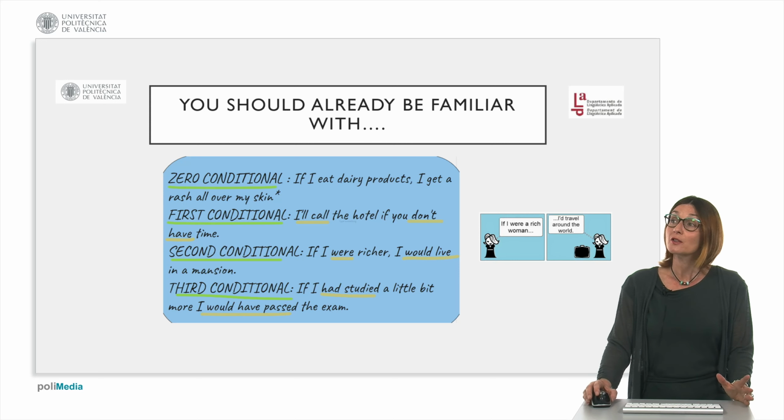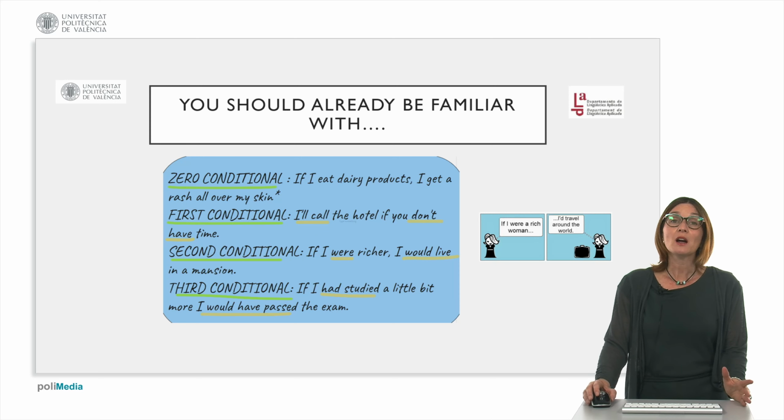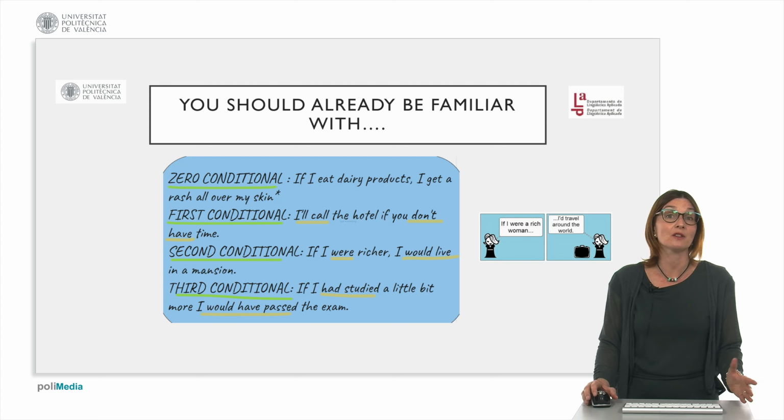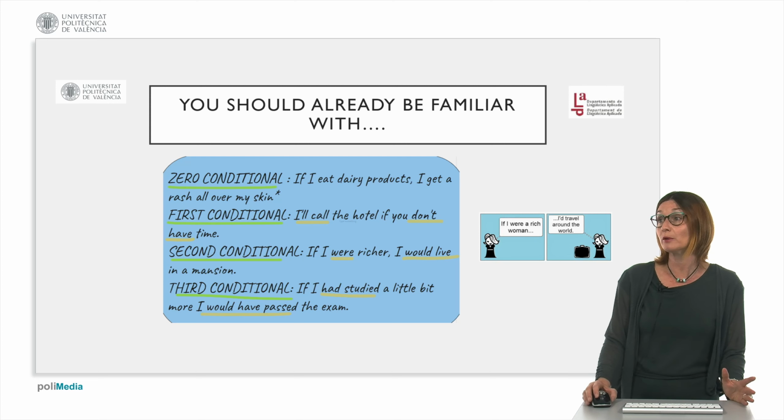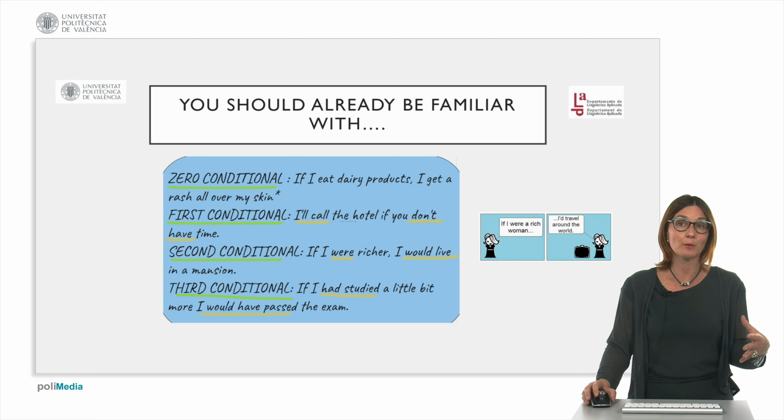We also have the first conditional, in which we have an action in the present and an action that is likely to happen in the future. So, if you don't have time, I'll call the hotel. Then we have the second conditional that we use for hypothetical situations or to give advice. If I were richer, I would live in a mansion. And we also have the third conditional when we talk about actions that happen in the past. If I had studied a little bit more, I would have passed the exam.